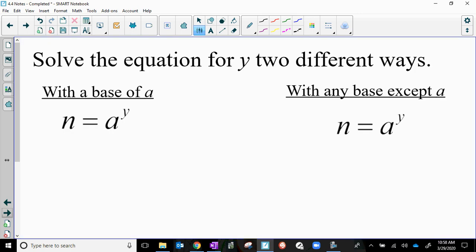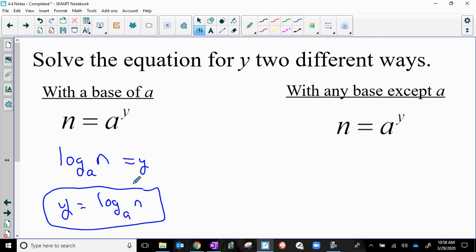All right, so let's talk about how to use these properties to start solving equations. We're just going to barely touch on solving equations today. We're going to do a whole lot more of that in section 4.5. So what we're going to do is take this equation. The first way is to just use the definition of logarithms. So log base A of n equals the exponent, which is y, and then you put the other number right here. So we have y equals log base A of n.